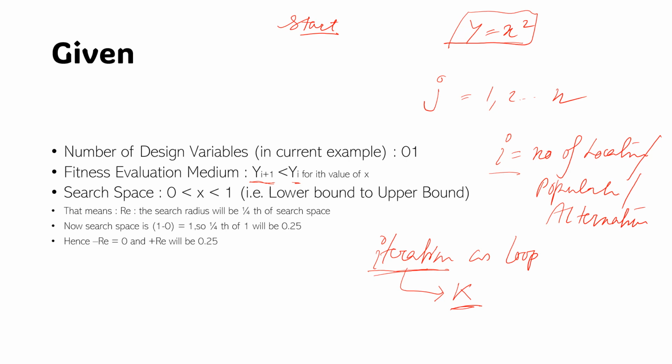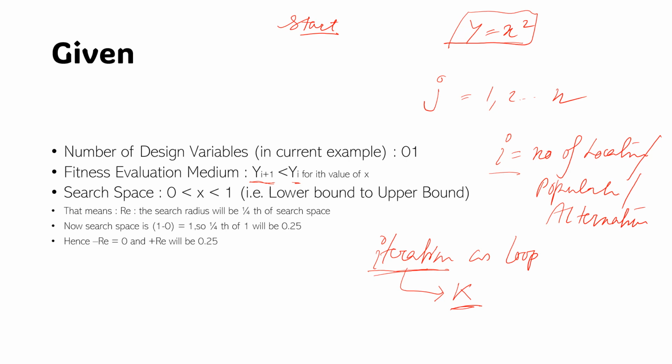So here the search space is nothing but the constraint domain, lower bound to upper bound. The constraint is x is within 0 to 1. It cannot take the value of 0 or the value of 1. So the lower bound to upper bound is your search space, where you can randomly select values of x. The only thing is that you cannot take the value of 0, you cannot take the value of 1.